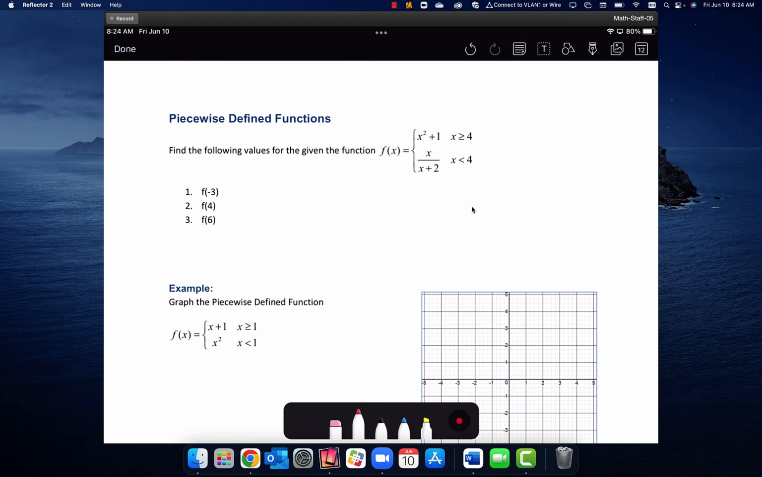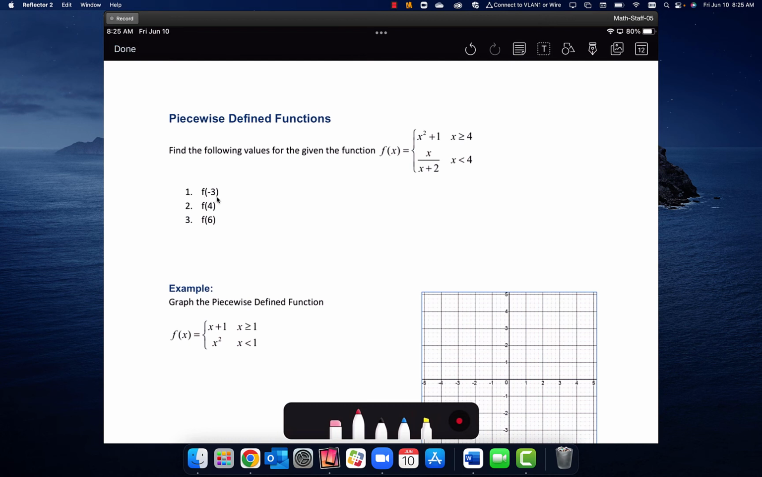Next, we look at piecewise defined functions. These look a little ugly, but they're really not that bad. They're just different equations on different domains. So it's still one function, we just have two or more equations, and we determine which equation we're looking at by the given domain. So for example, let's practice function notation.